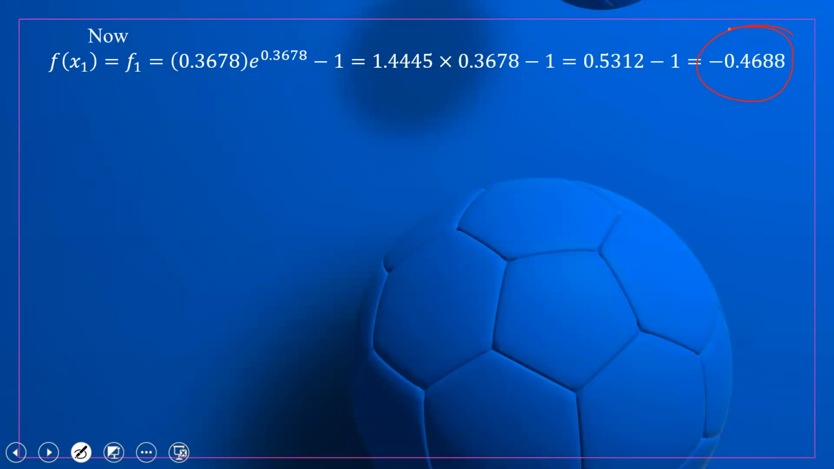So clearly the root will lie in between. For x1, the value is negative, and the value of f of x0 is positive. So the root will lie between x0 and x1. x0 means what? This is the first point. It is 0.3678 and 1. So the root lies between 0.3678 and 1.